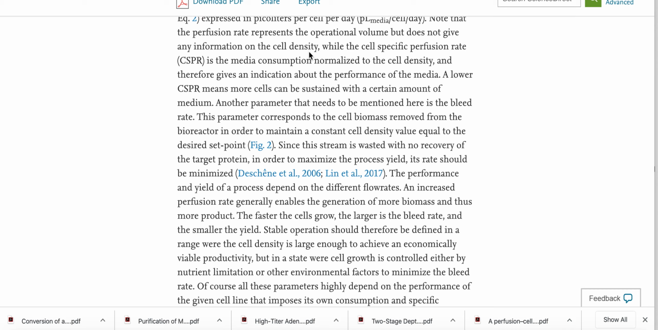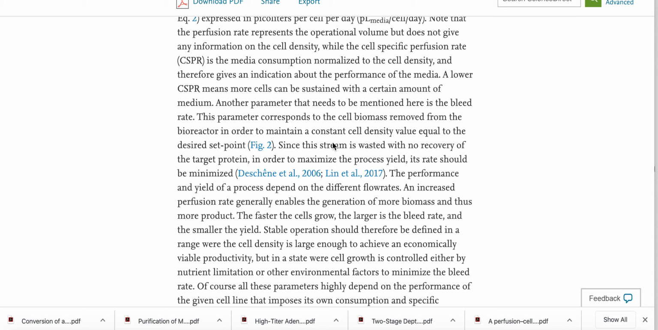So another parameter that needs to be mentioned here is the bleed rate. This parameter corresponds to the cell biomass removed from the bioreactor in order to maintain a constant cell density value equal to the desired set point. Since this stream is wasted with no recovery of the target protein, in order to maximize the process yield its rate should be minimized. So this is just an extra stream.